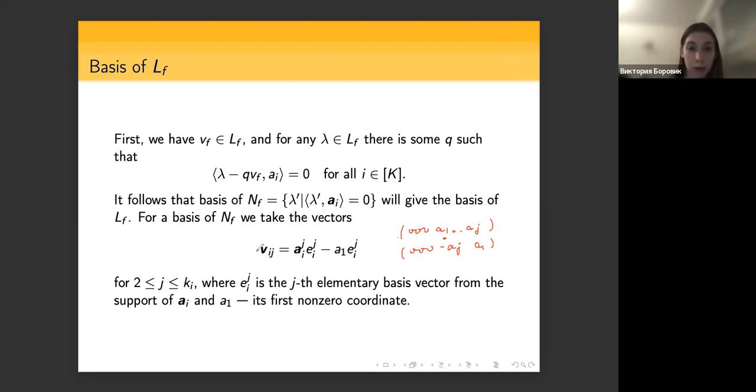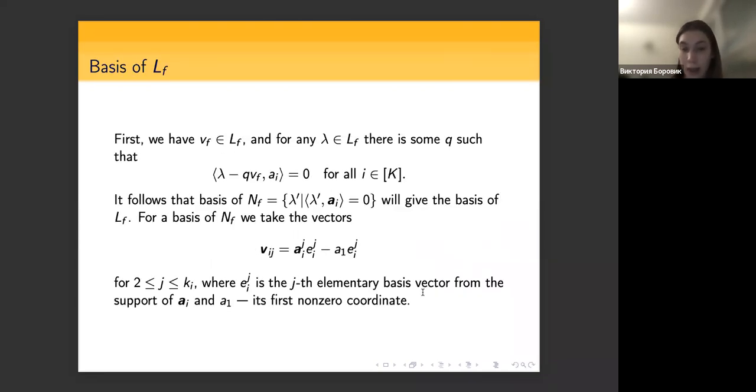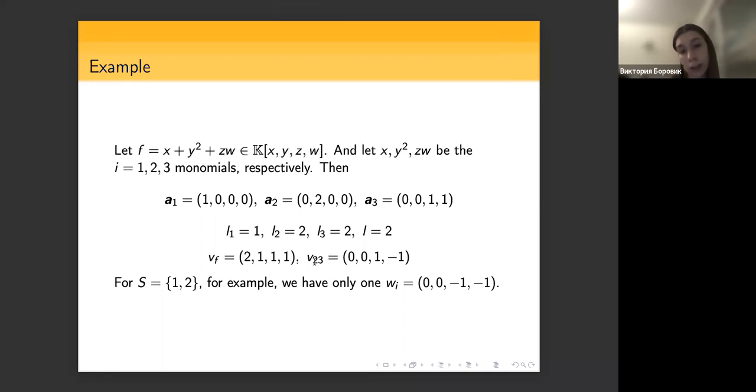So all these vectors construct the basis of our space N sub f, and we should add only our vector V sub f to construct the basis of our space L sub f. In this example, we have only one non-zero vector of this V sub ij. This is vector V sub 2, 3.